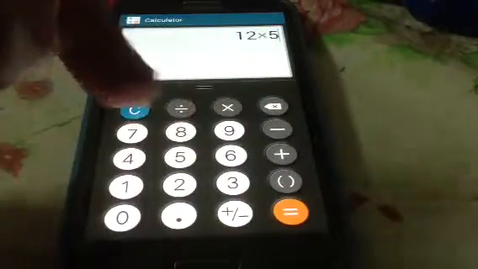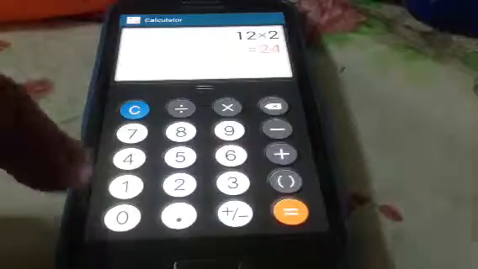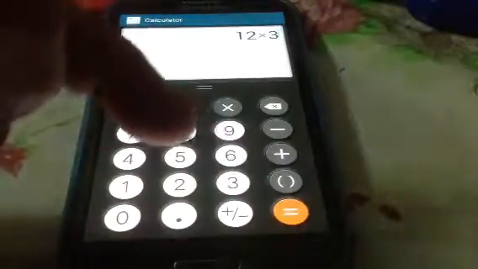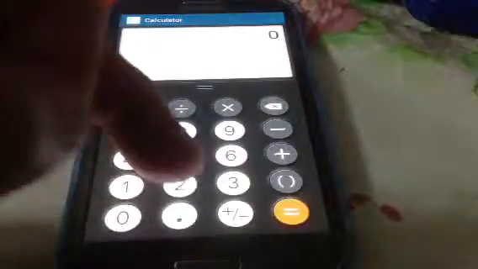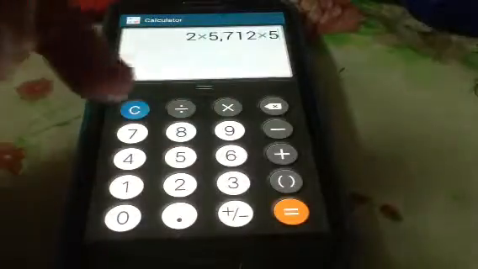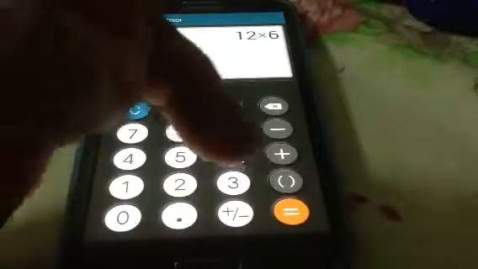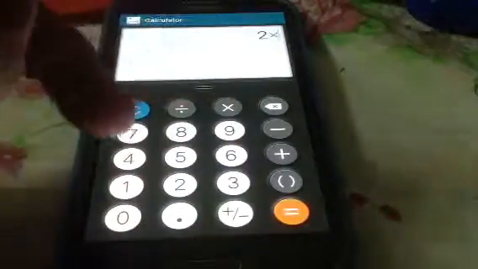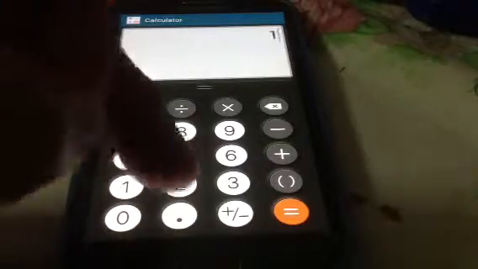12 times 2 is 24. 12 times 3 is 36. 12 times 4 is 48. 12 times 5 is 60. 12 times 6 is 72. 12 times 7 is 84.